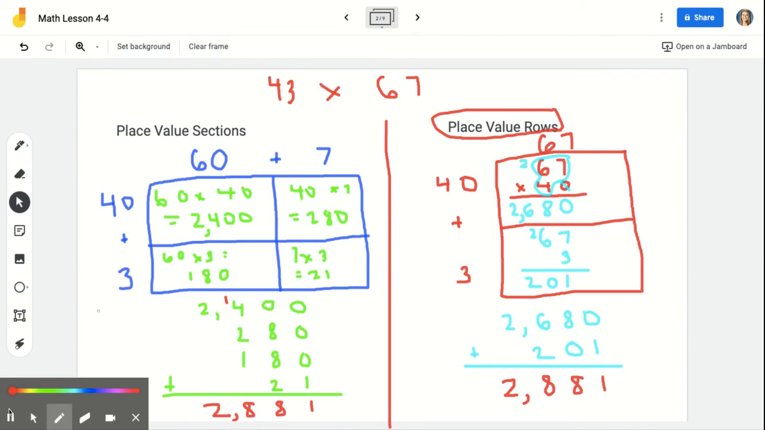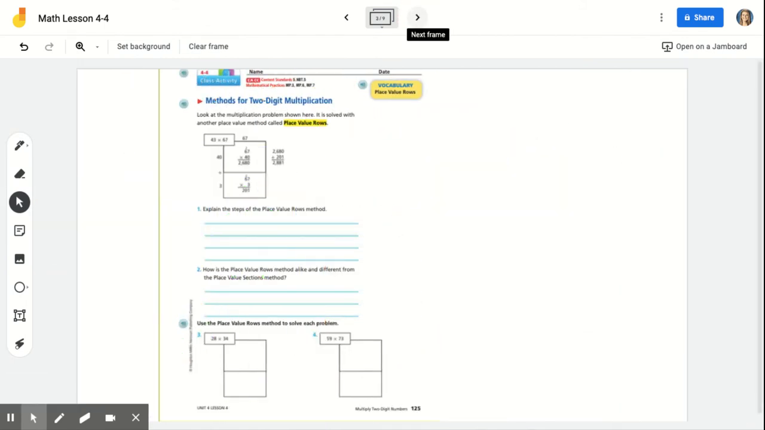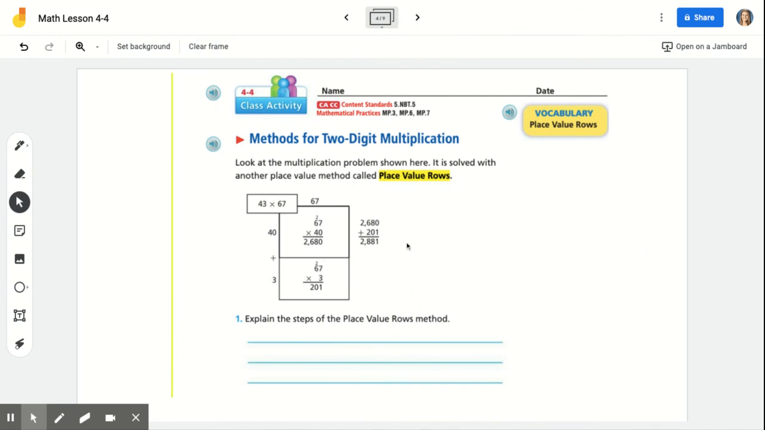You will notice when you open up your book, what I'd like you to do, keep that on your whiteboard and take a look. Open up your book to page 125. Page 125 in your activity book. And you will notice that in the book is the place value rows solving for the same problem we just did, 43 times 67, and all the work is there for you in your book to refer back to. Keep that work on your whiteboard and let's solve for numbers 1 and 2 on this page.